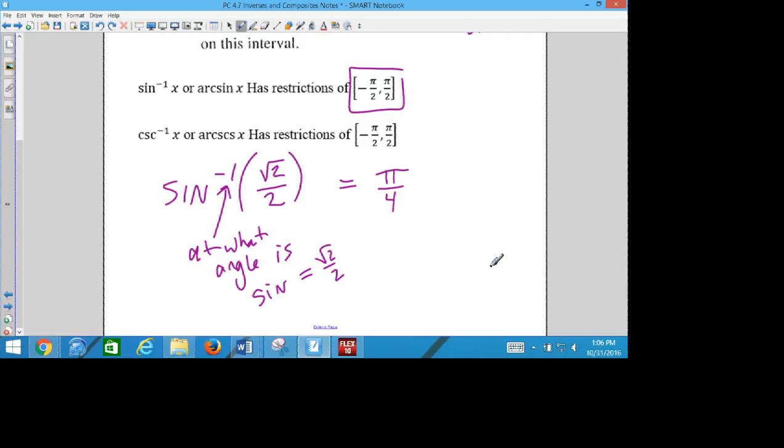But there's actually two places. It also works at 3 pi over 4. That's not in the domain restriction, so we're only going to give one answer. If there are several that are within the domain, there will not be. The domain is picked so that there is only one. So there will only be one answer. You just have to make sure that your answer is within the domain.